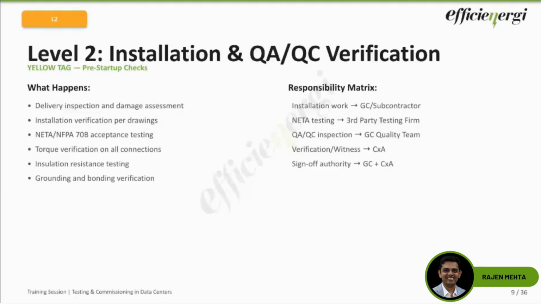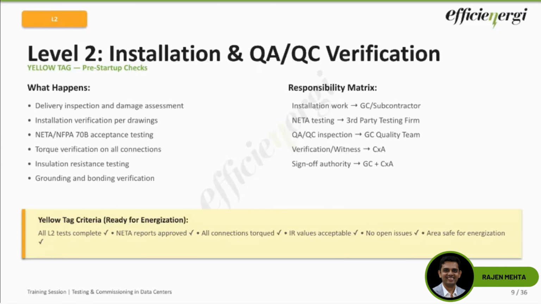Some of the common L2 issues that you can come across: NETA acceptance testing is delayed because the area is not ready. A lot of times we find that we are going for L2, but FOD has not been done, like all the cleanliness etc. is not done properly. The torque documentation is not available, because of which you cannot do L2. IR values are out of specification, exceeding the limits, or the favorite one, incomplete as-built drawings, which can cause L2 testing to get delayed.